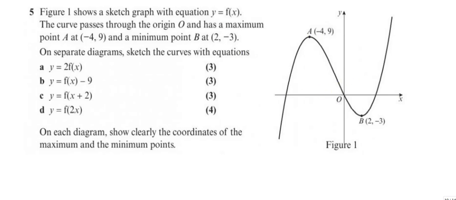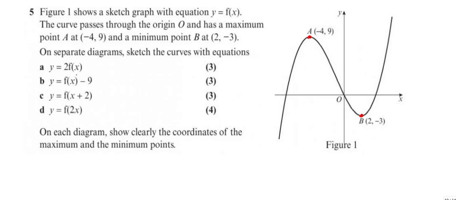What's given is the maximum. They are saying the maximum. It's the highest point اللي هي دي. And the minimum is the lowest point or the least point اللي هي 2 negative 3. ماشي. It's clear this is a cubic function. باين يعني. They are saying sketch on separate diagrams, sketch the curves with the equations y equal 2f(x), y equal f(x) minus 9, c y equal f(x plus 2), and d y equal f(2x). This is transformations. خلاص. اللي مش مذاكر transformation لازم يخلي باله هنا ويركز معايا.